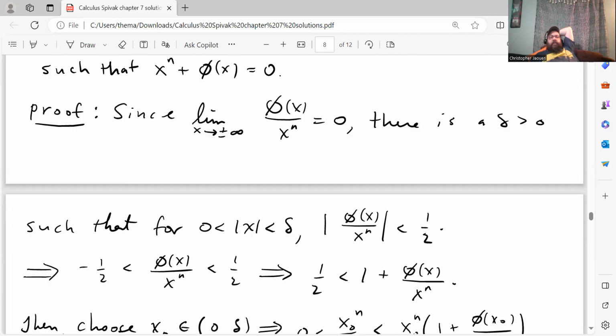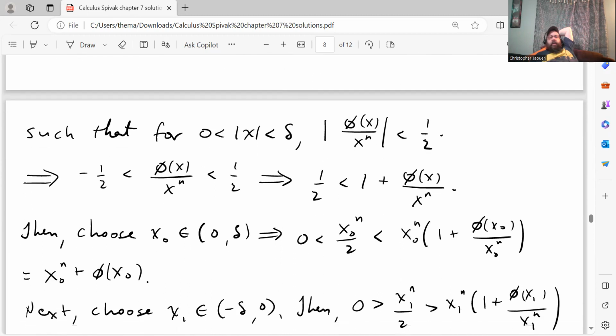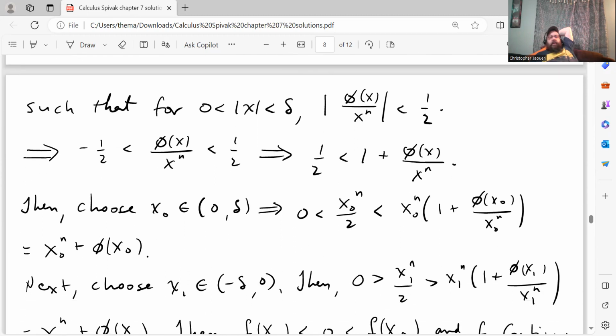But anyway, since the limit as x goes to plus or minus infinity of phi(x) over x to the n equals 0, there's a delta greater than 0 such that for 0 less than absolute value of x less than delta, the absolute value of phi(x) over x to the n is less than 1/2, which implies that negative 1/2 is less than phi(x) over x to the n, less than 1/2. Add 1 to all three sides, or actually we only care about the bottom half, so you add 1 and you get 1/2 less than 1 plus phi(x) over x to the n.